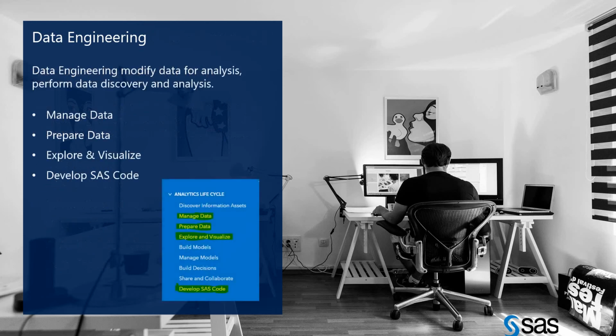language. Okay, so in data engineering, what are we doing? We modify data for analysis and perform some data discovery and analysis. Three features available in SAS Viya that we mainly use in data engineering: first is manage data, then prepare data, explore and visualize data, and develop SAS code. So these are the four basics that we use for data engineering in SAS Viya.